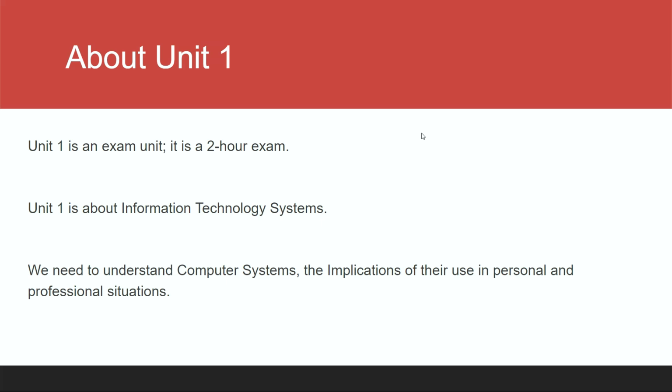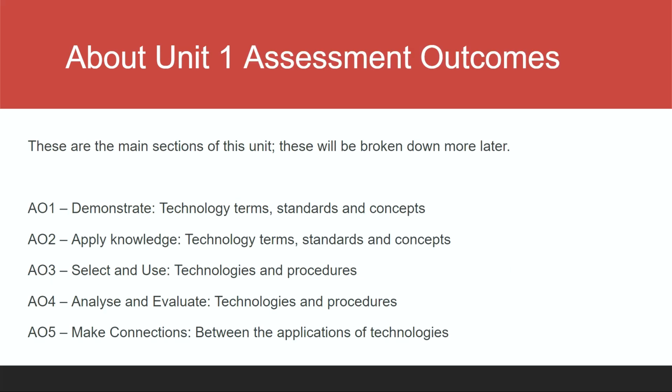All right? So Unit 1 is an exam unit. It is 2 hours and it's called Information Technology Systems. We need to understand computer systems, the implications of their use in personal and professional, meaning commercial businesses, stuff like that. So the assessment outcomes.